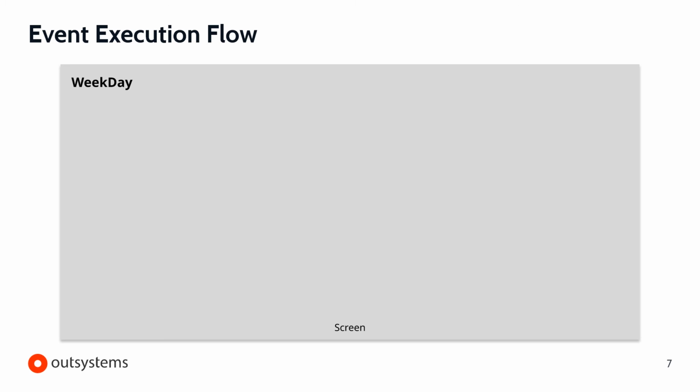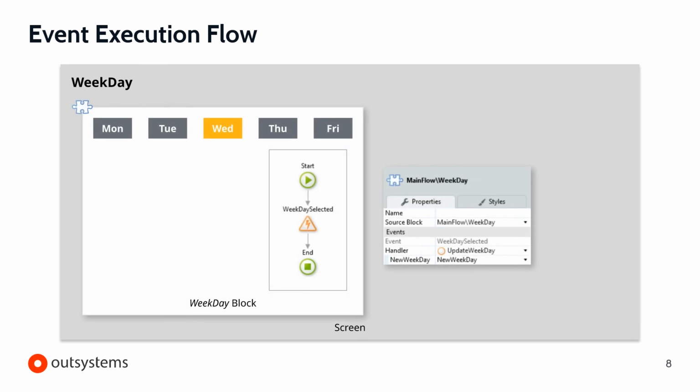Here we have a screen. Inside this screen, we have an instance of the weekday block. The goal of this block is that whenever the end user changes the selected day, it'll notify the parent of that change. If the user selects Tuesday, the associated client action that is defined inside the block is executed.